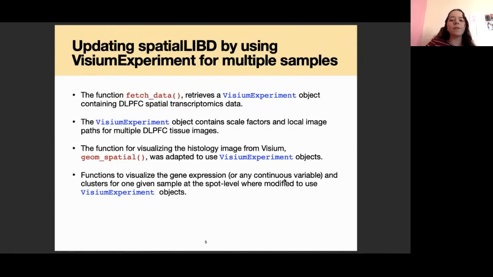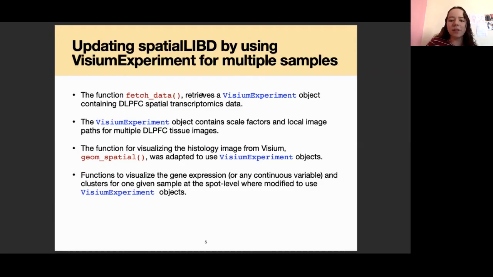So we performed modifications to the set of functions that make up spatialLIBD so that they could work with VisiumExperiment objects. First, our function fetch_data, which was previously designed to retrieve a SingleCellExperiment object containing the DLPFC data, with our updates, is able to return an object belonging to the VisiumExperiment class.